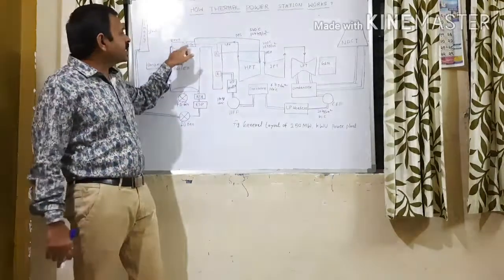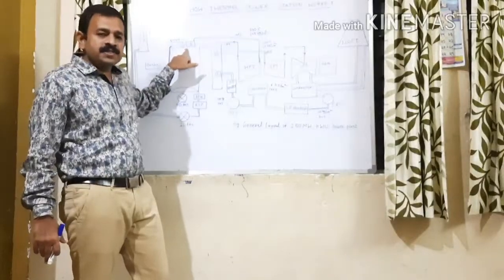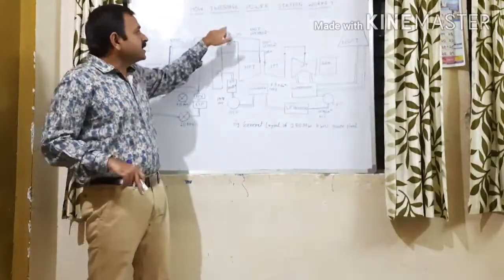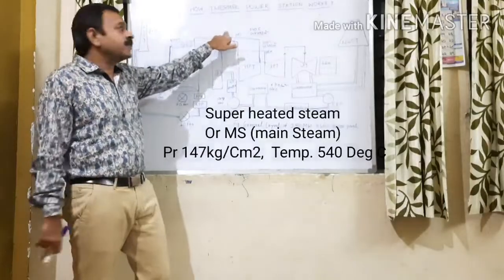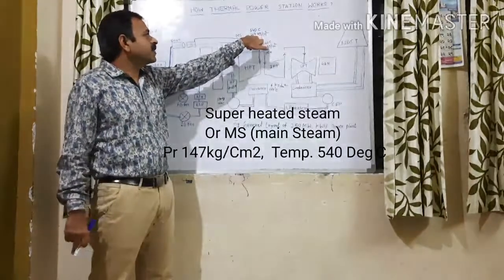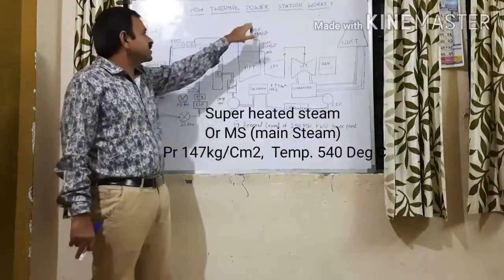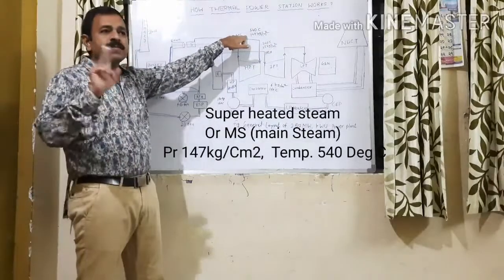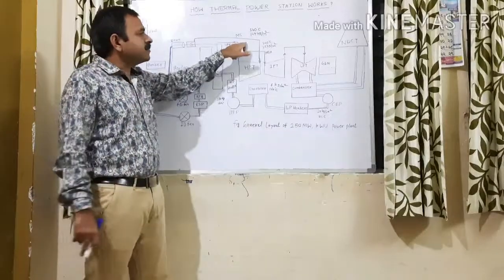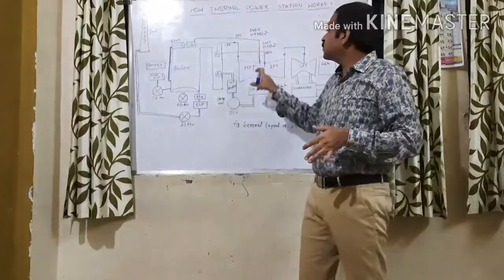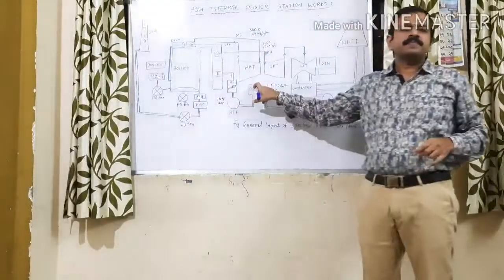From the drum we get steam that is dry and saturated, and from superheater header number 14 we get steam that is dry but superheated, at a pressure of 147 kg per centimeter square and a temperature of 540 degrees Celsius. This superheated steam is also called MS steam, main steam, and we send this main steam toward the HP turbine.